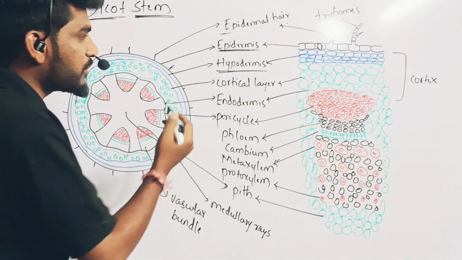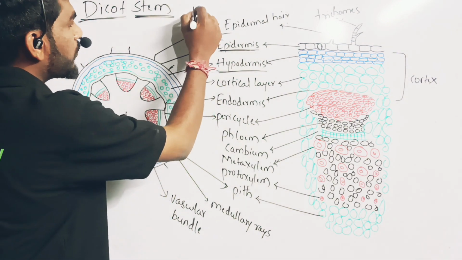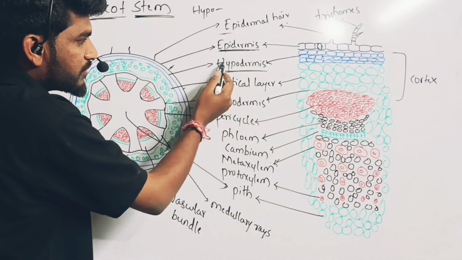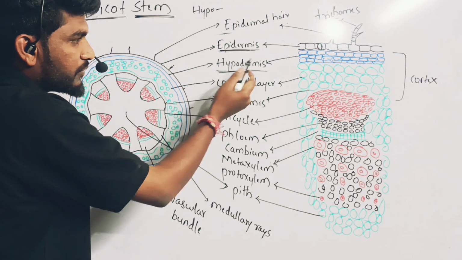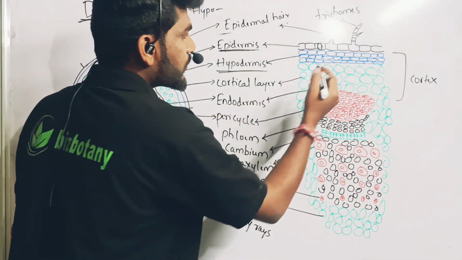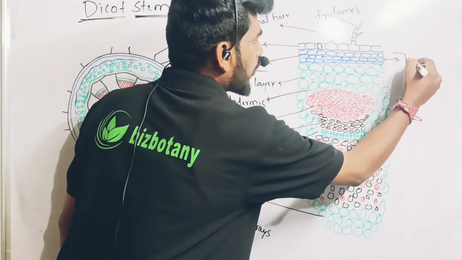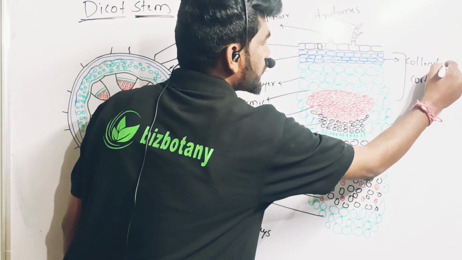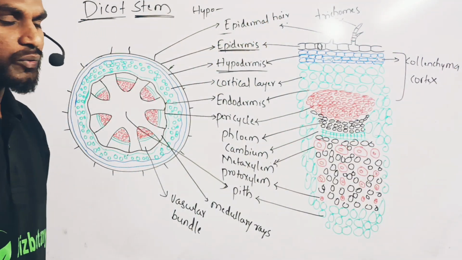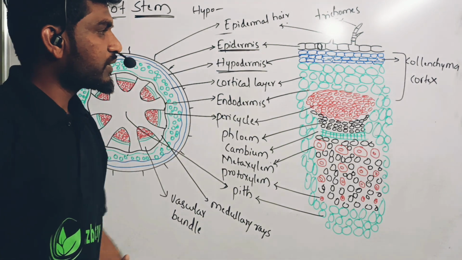Hypo means below, dermis means skin: below the epidermis. Below the epidermal layer, we call it the hypodermis, which is made up of parenchyma tissues. A few layers of parenchyma tissues will be present. They are helpful for mechanical support to the stem.